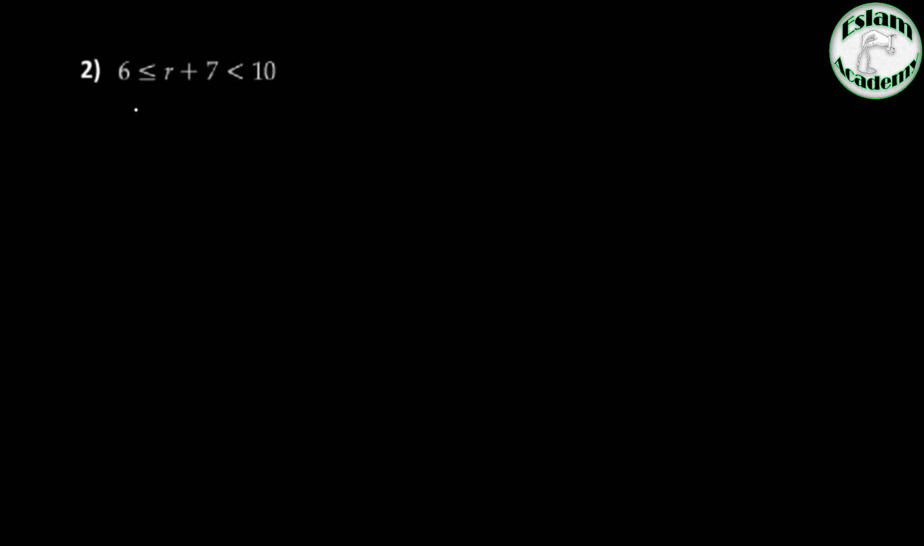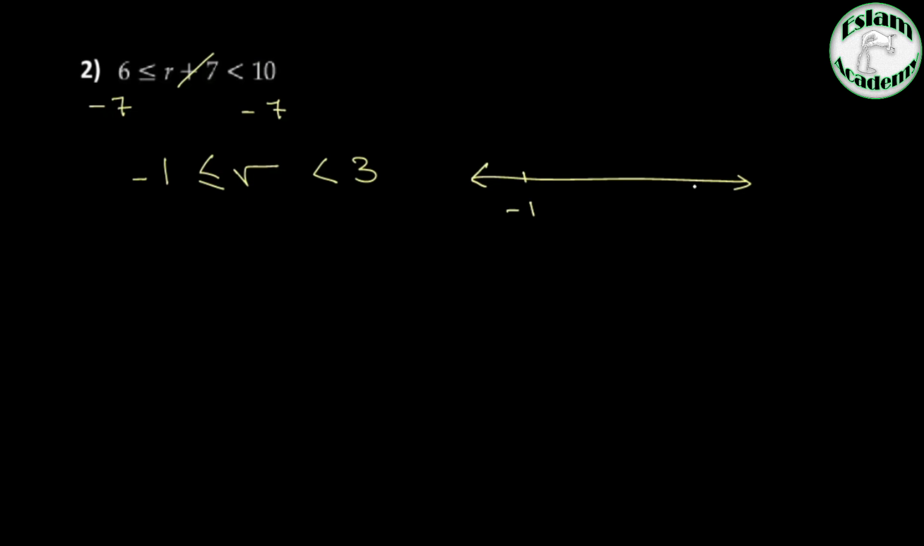Number 2. 6 less than or equal to r plus 7 less than 10. So by solving we will subtract 7. By subtracting 7, 6 minus 7 equals -1, less than or equal to r, less than 10 minus 7 equals 3. So we have r now in the middle between -1 and 3.